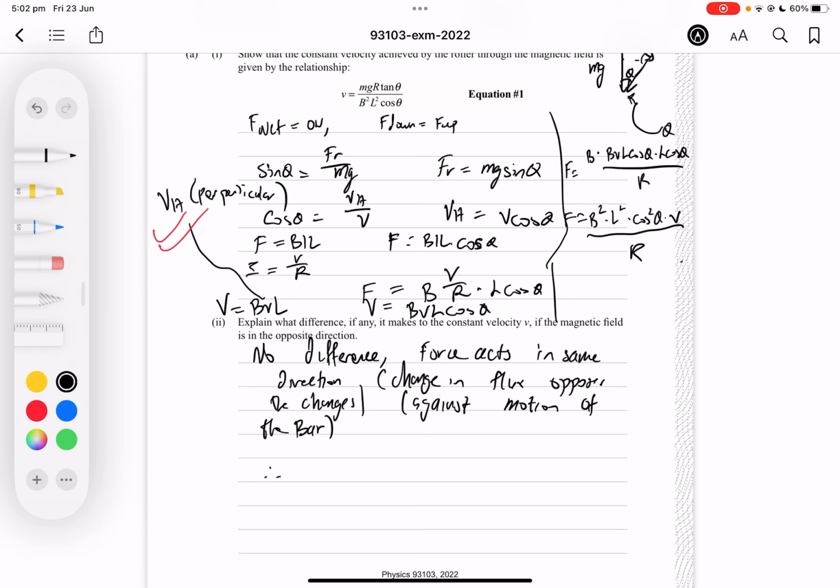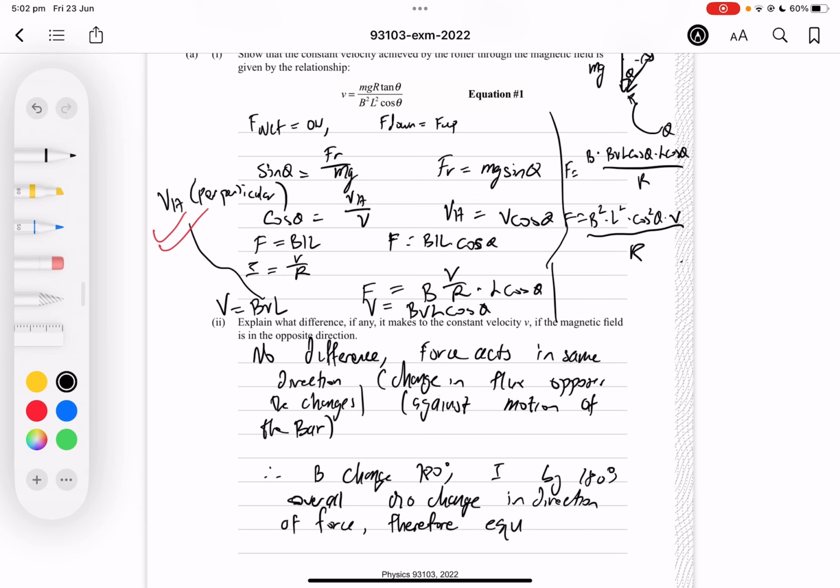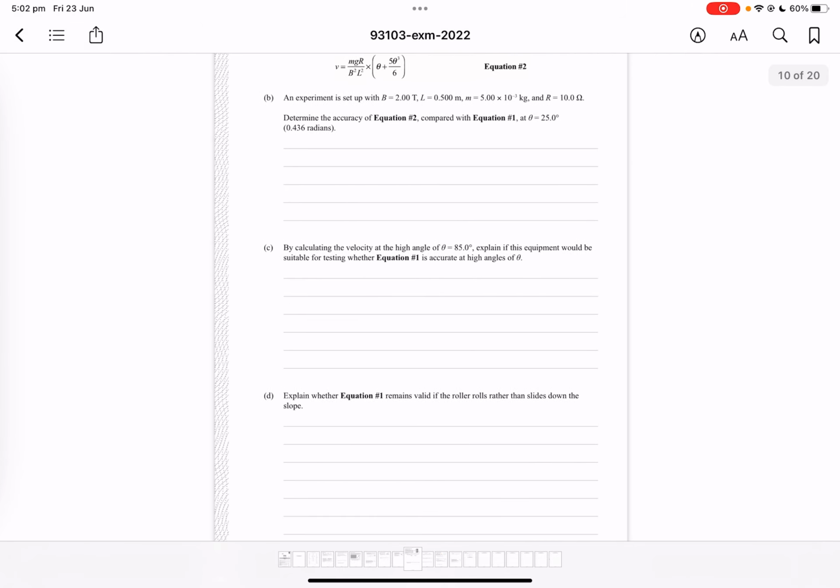We can just say that B changes by 180 degrees, and I changes by 180 degrees. Overall, no change in the direction of the force. So no change in the direction of the force, therefore the equation still stands. Yeah, and that's all we need for this question. A pretty short one, just one tick for this one.